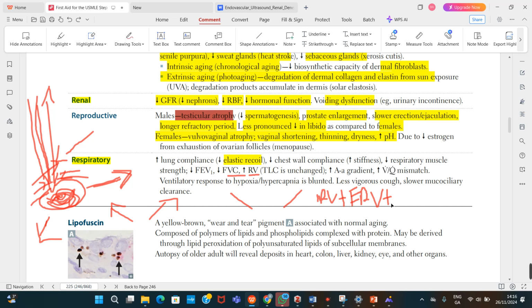So what is the value of vital capacity? Like the volume. What is the numerical figure? Anybody knows? 500? It's too low. Tidal volume is 500. Tidal volume is 500.